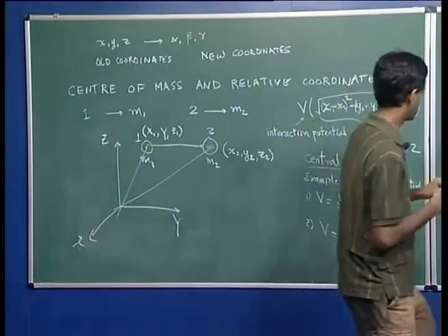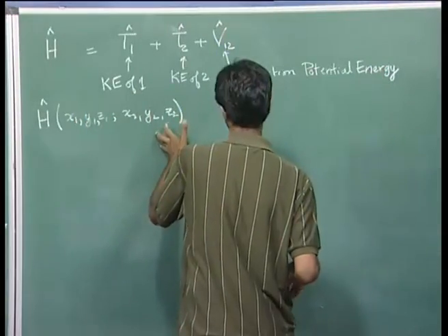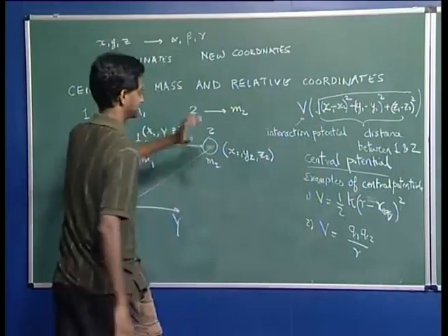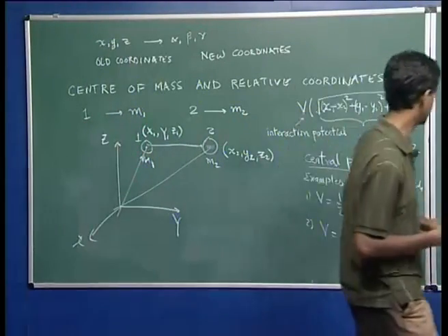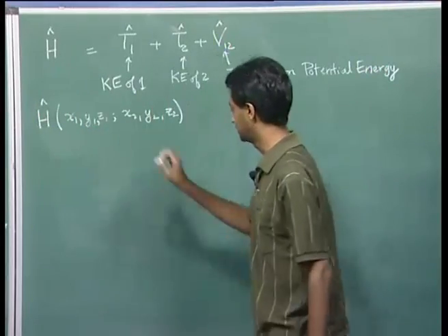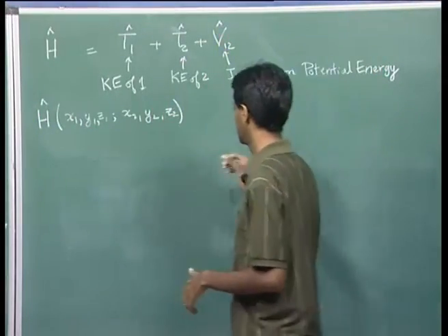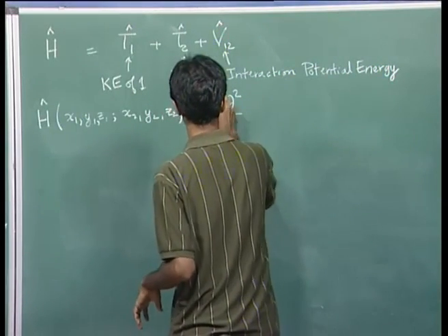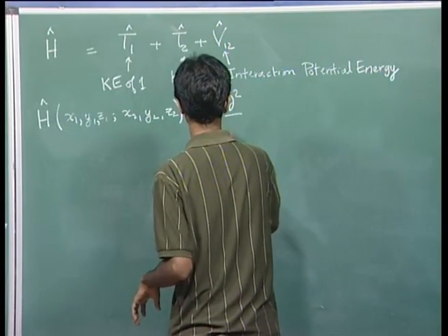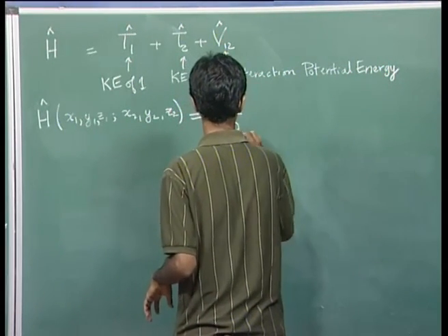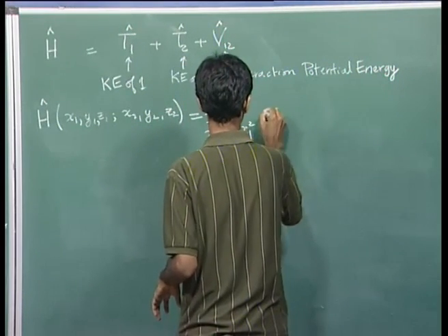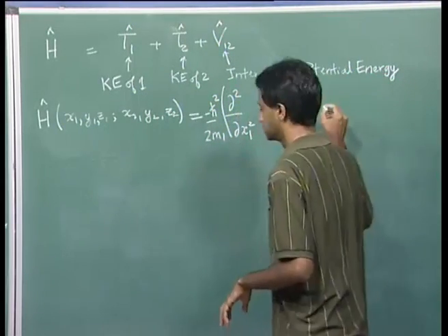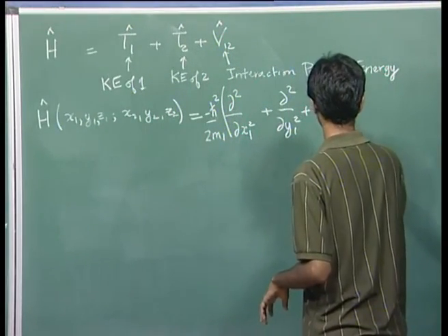Now, what we want to do is to take this form and write it instead as something that operates on what are called the center of mass and relative coordinates. In order to do that, let us first look at how the Hamiltonian looks for this 2 particle system, and you will be familiar with this. You will be able to write this as minus h cross square by 2 m1 times d square by d x1 square plus d square by d y1 square plus d square by d z1 square.